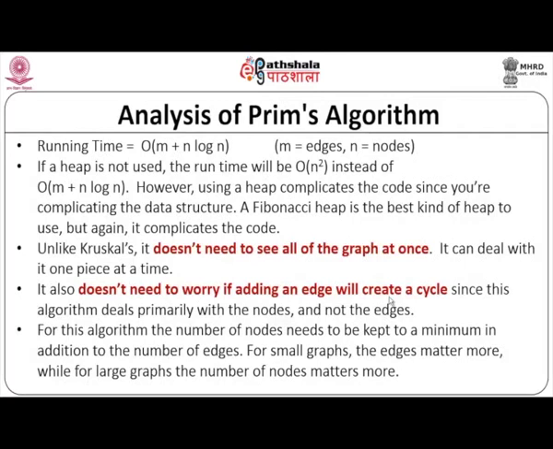The second issue is you do not have to worry about the cycle issue at all, because here we are not adding an edge, we are adding a node. But essentially the node and the edge connected to it, but still you do not have to bother about cycles. And for this algorithm to work better, in the previous Kruskal's algorithm we said it works better when the number of edges is minimum. Here the number of nodes also has to be kept to a minimum. For small graphs it is the edges that matter, for larger graphs it is the number of nodes that matter.